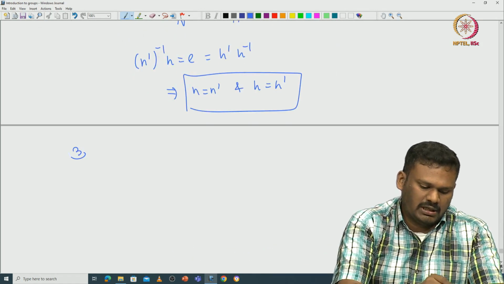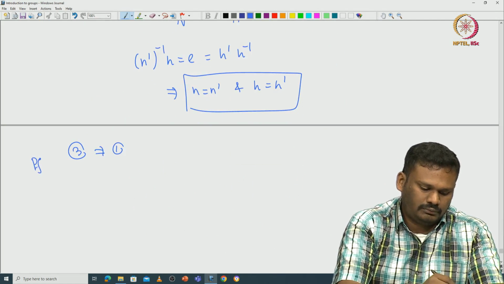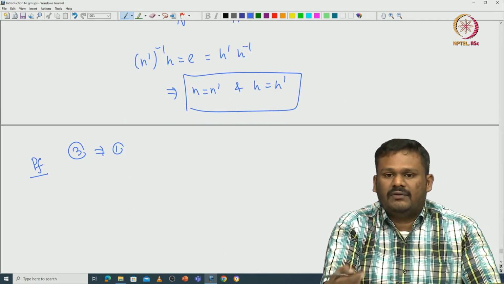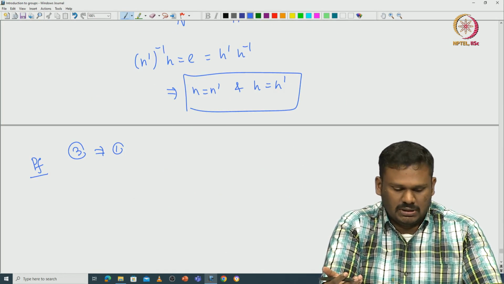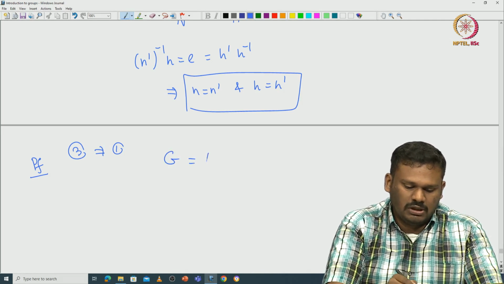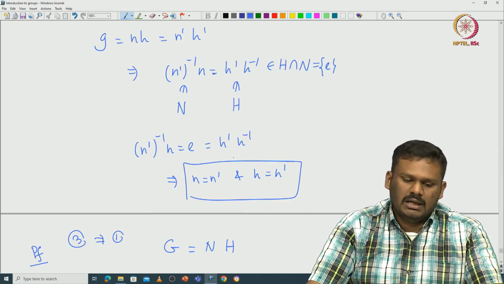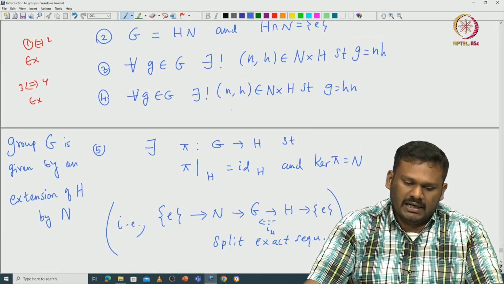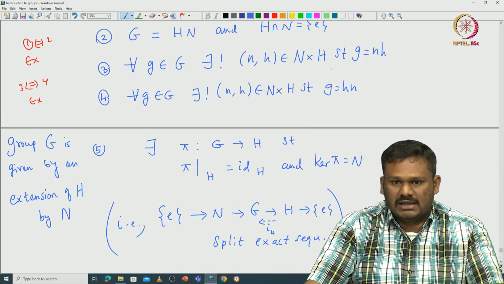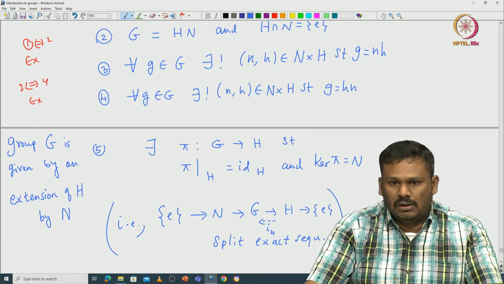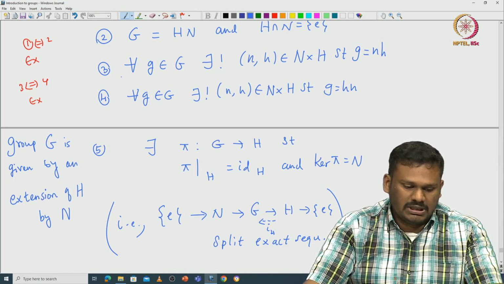Now let us look at the 3 implies 1 proof. Assume that any given element g can be written uniquely as a product of elements from N cross H. That immediately implies G must be equal to NH, because for any given g you have a tuple (n, h) such that g equals nh. That means if you take the product NH, that should be exactly G. Note that N being normal in G, NH will be equal to HN, so it must be a subgroup. Now using this condition in 3, you can see that G must be equal to NH.